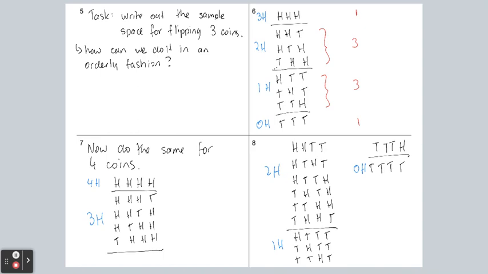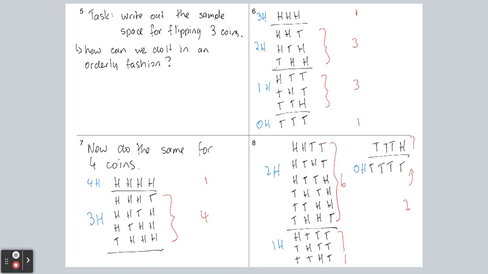For 4 coins, there is 1 way of getting 4 heads. There are 4 ways of getting 3 heads. There are 6 ways of getting 2 heads. There are 4 ways of getting 1 head, and there is 1 way of getting 4 tails.